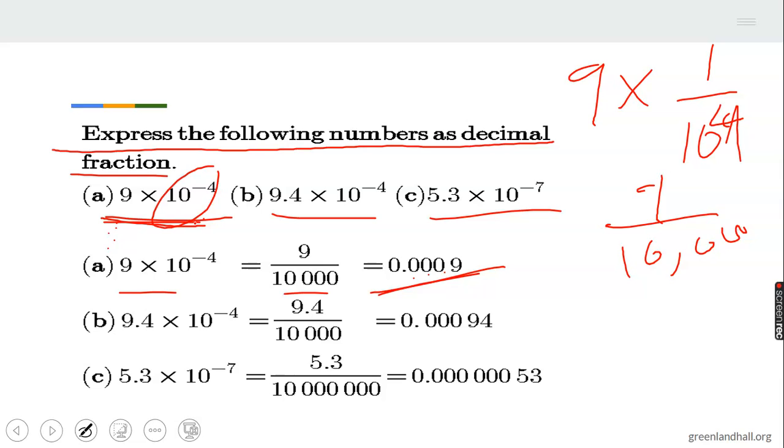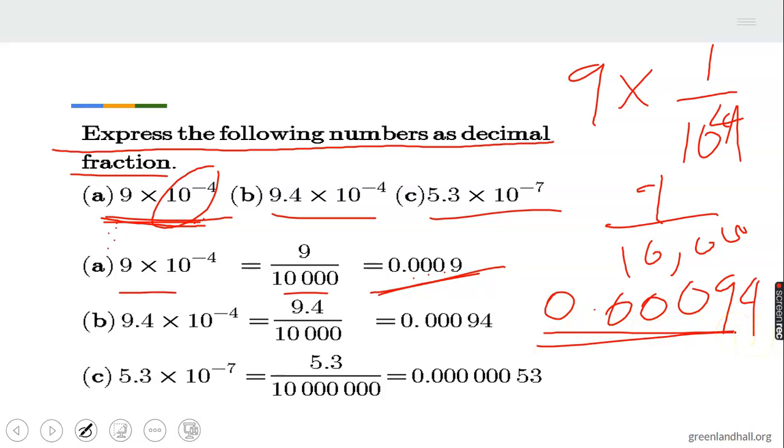Is that okay? 9.4 times 10 to the power minus 4, which will be 9.4 divided by 10,000, because we have 4 zeros. Now, you just have to write 0 point, then you count your zeros. 1, 2, 3. Because we have 9.4, that means you stop at 9. That will be 0.0094, which is what we have here.